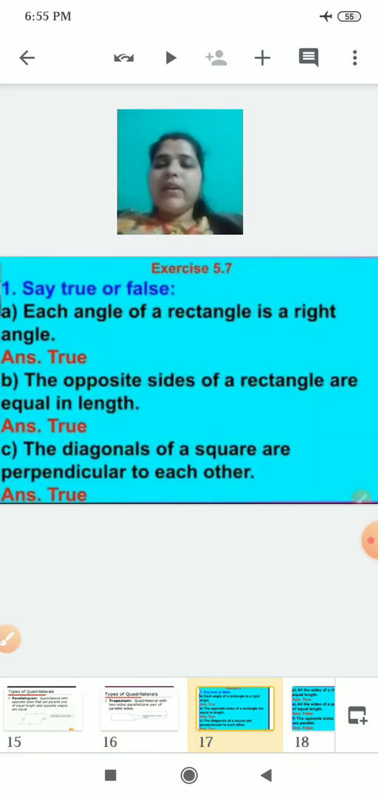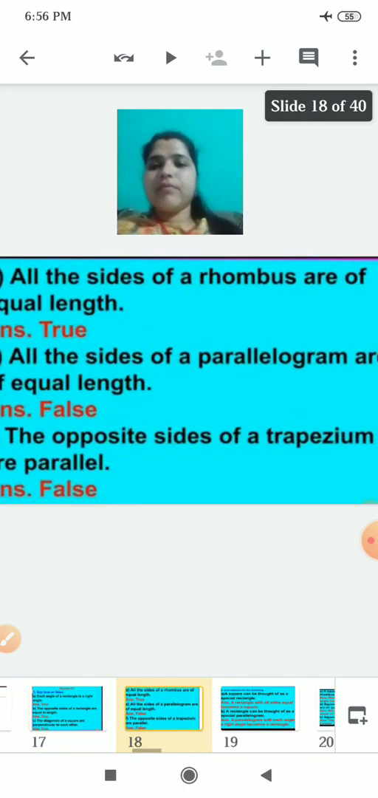First we have exercise 5.7, which is say true or false. Each angle of a rectangle is a right angle. Yes, it is true. The opposite sides of a rectangle are equal in length. Yes, it is true, because they are opposite and equal. The diagonals of a square are perpendicular to each other. Yes, all angles 90 degrees. All the sides of a rhombus are of equal length. Yes, it is also true.